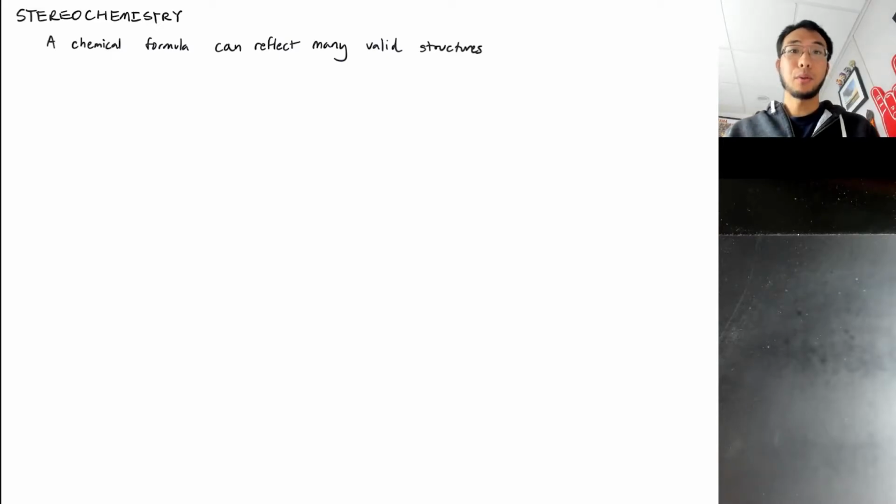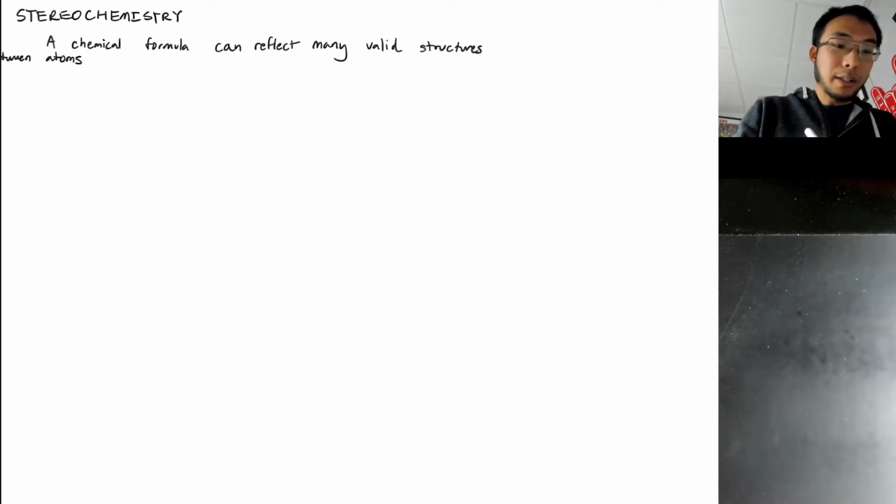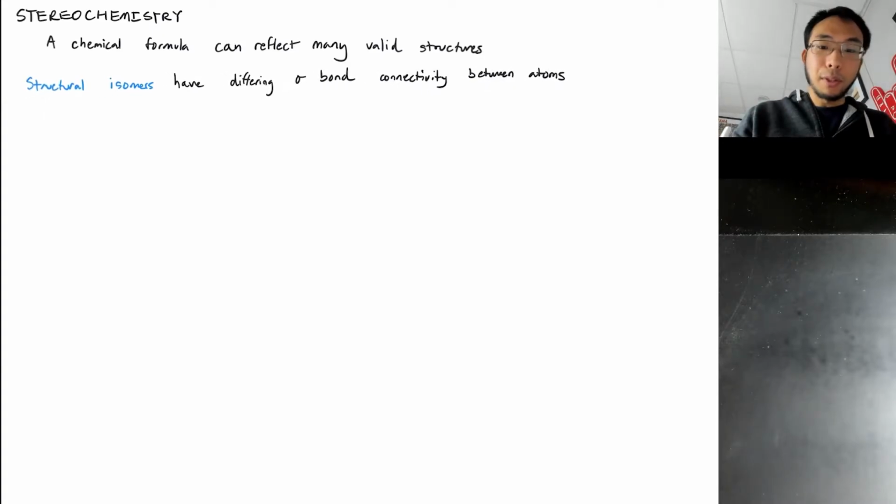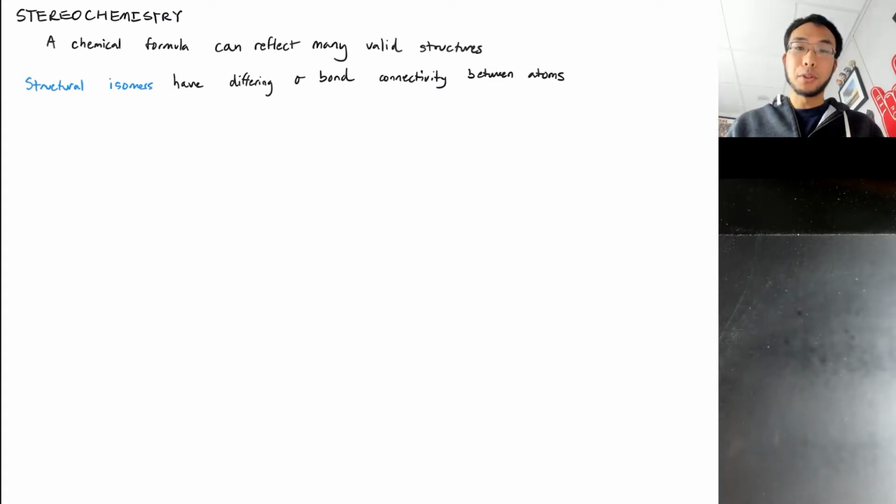So in this video, we will learn about the concept of stereochemistry and how to apply stereochemical configurations to molecules. To take a step back, the reason we care about stereochemistry is because a chemical formula can refer to many different structures. We already saw that there was this problem of being given a formula and being able to come up with multiple different valid Lewis structures.